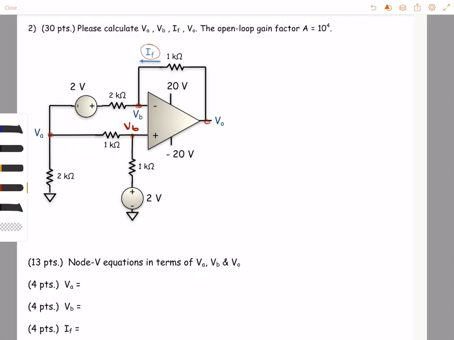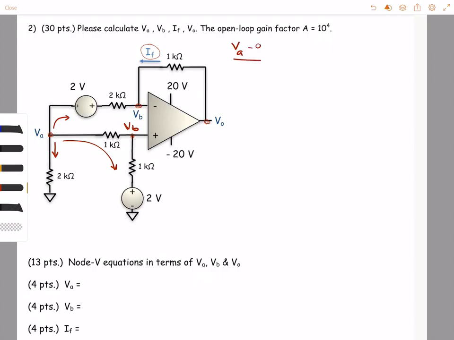So we need to write the node voltage expressions to calculate what these voltages are. For this node, we can write the currents leaving this node as these three currents. And then for the second one, we can write the currents leaving VB. And then for the negative input terminal, again, we can write the node voltage expressions. Let's start with this one.